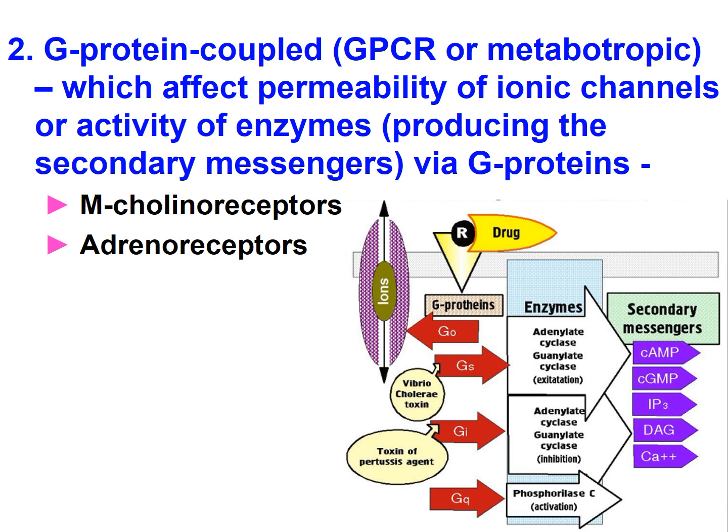And GQ proteins stimulate activity of the enzyme phospholipase C, which is responsible for the production of such secondary messengers as IP3, which is inositol 3-phosphate, and DAG, which is diacylglycerol. These secondary messengers also may regulate a variety of different intracellular functions in our body. The examples of the receptors which belong to G-protein coupled are muscarinic cholinergic receptors and adrenergic receptors.